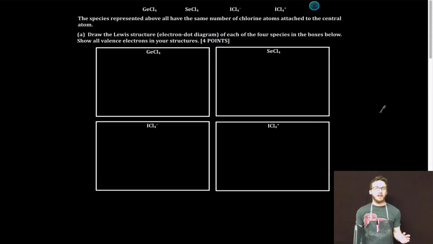Alright, I know there's a lot of different ways to draw Lewis structures. I'm going to work you through the way that never fails, and I encourage you to do the same. Start by counting up the total number of valence electrons you have to work with in your molecule.